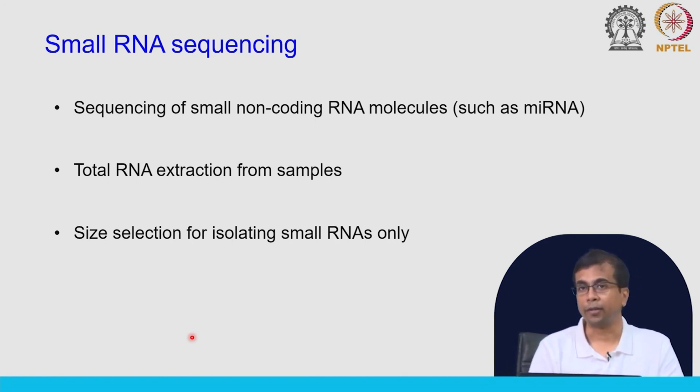You can say, we will separate out maybe only up to 35 base pair RNA molecules, or up to 50 base pair RNA molecules, and do the RNA sequencing. Once you do the RNA sequencing, you get the expression level of these microRNA or non-coding RNA molecules. This information is very useful because we know these molecules are involved in expression regulation, so knowing their expression would be very useful in understanding what is happening inside the cell.